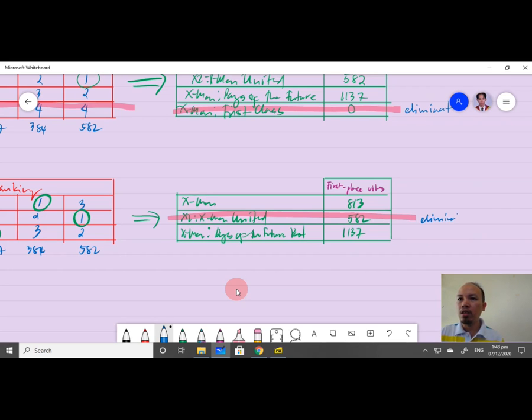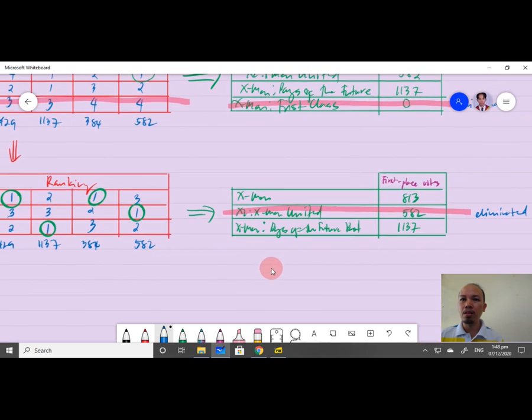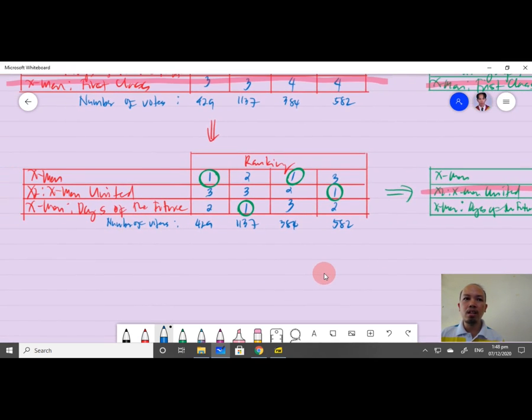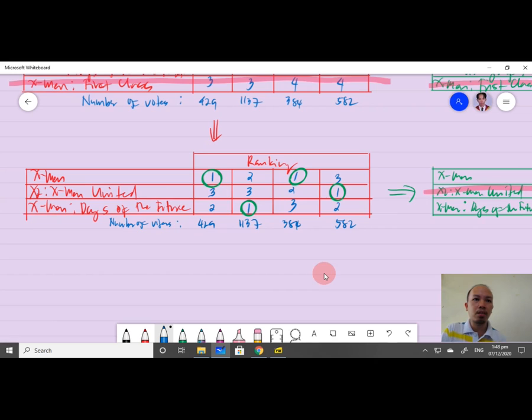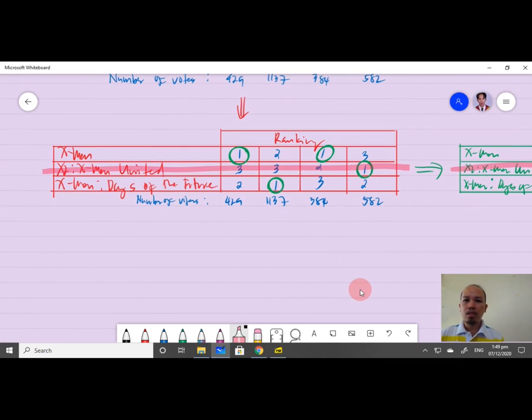This is the one with the small value, 582. So for this, we have to eliminate this one here, and then we are going to re-rank it again, until only two are left. Let's continue.